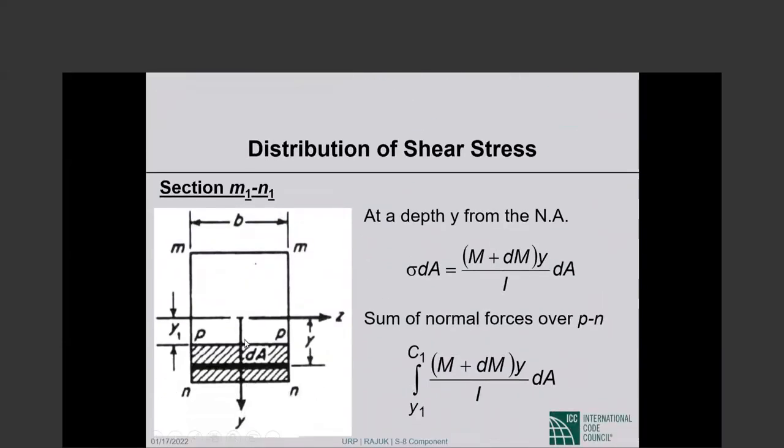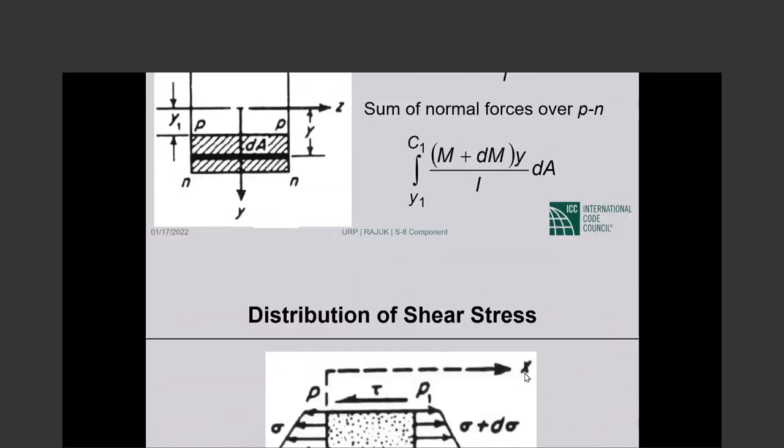Now we go to the other section, M1N1, where the bending moment has increased a little bit to M plus dM. The sigma dA is now M plus dM over I times y dA, so the sum of normal forces over this face is the integration from y1 to c1 of this larger moment, M plus dM by I, times y dA.